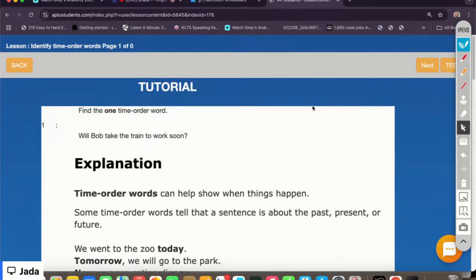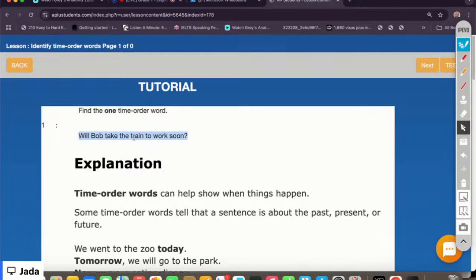Okay, so I also want you all to share your answers with me. So let's interact. You have to find the one time other word, right? So we can look for the one time other word here.